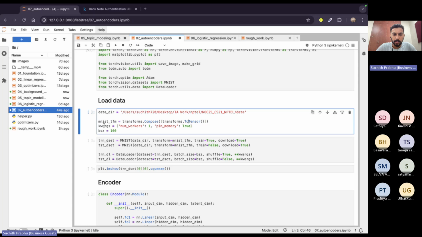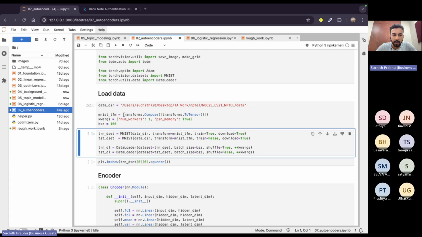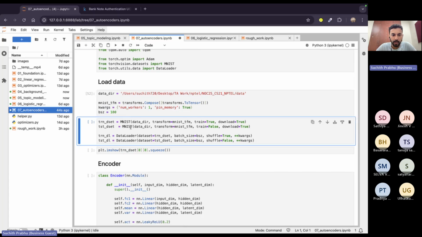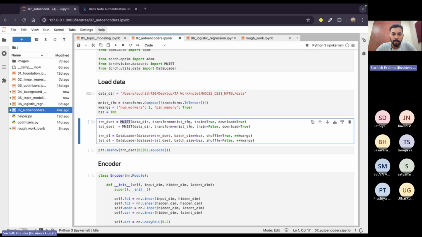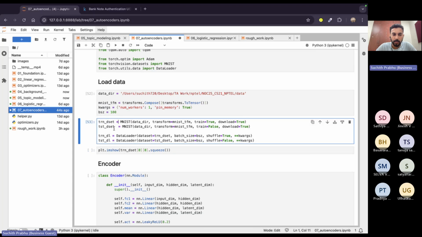Then these are other parameters, like the number of workers to use. Also in the training process, I'll fix the batch size to 100 in the optimization process. So I'll use them. When I call this function, it will download the data set and give me this data set object. Then, using that data set, I've constructed this data loader as well. We'll see what a data loader is and what a data set is.